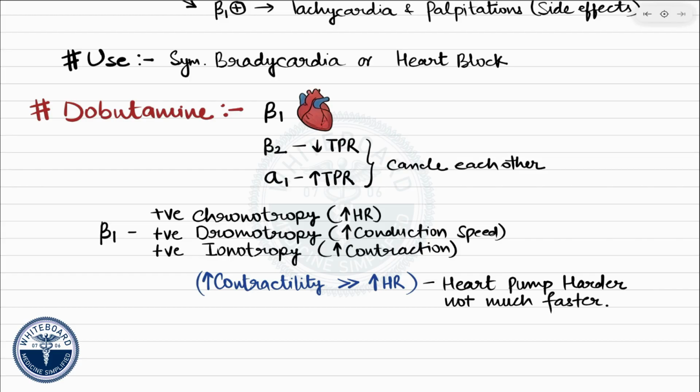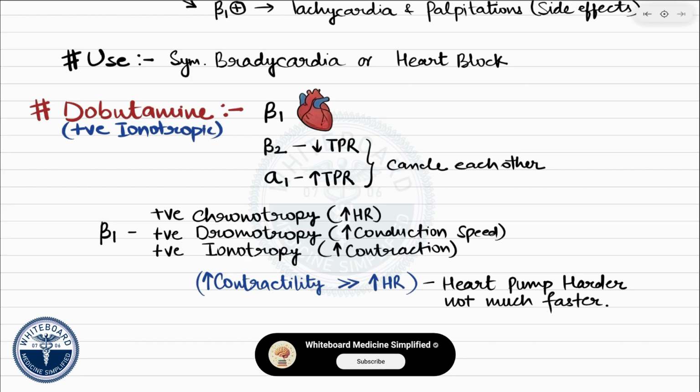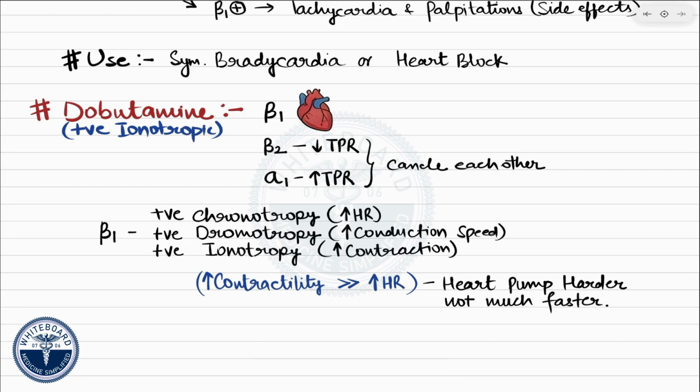This is why dobutamine is described as a predominantly positive inotropic agent, even though it also produces positive chronotropic and dromotropic effects. Since total peripheral resistance remains relatively unchanged, blood pressure changes very little. This makes dobutamine an ideal drug when the primary goal is to improve the pumping ability of the heart without producing marked vasodilation.